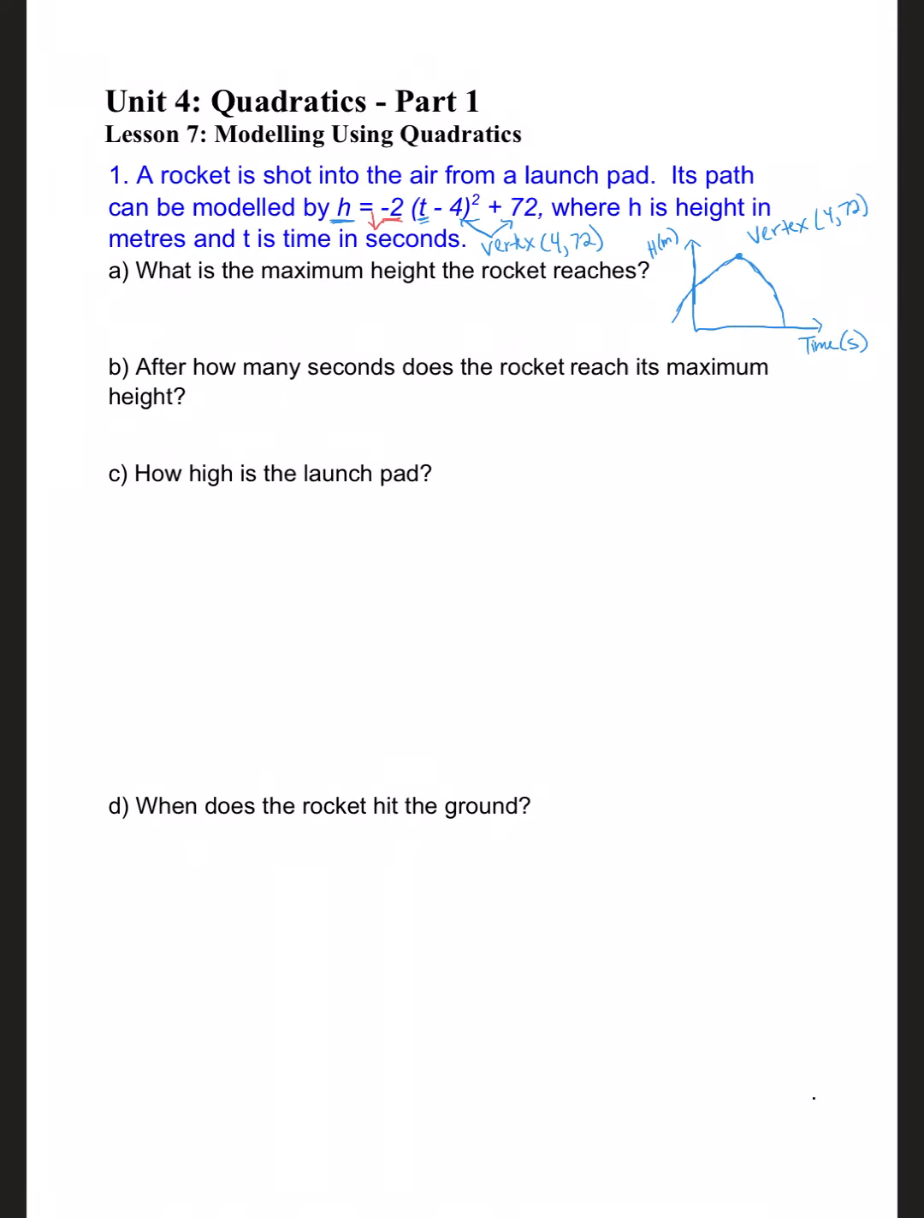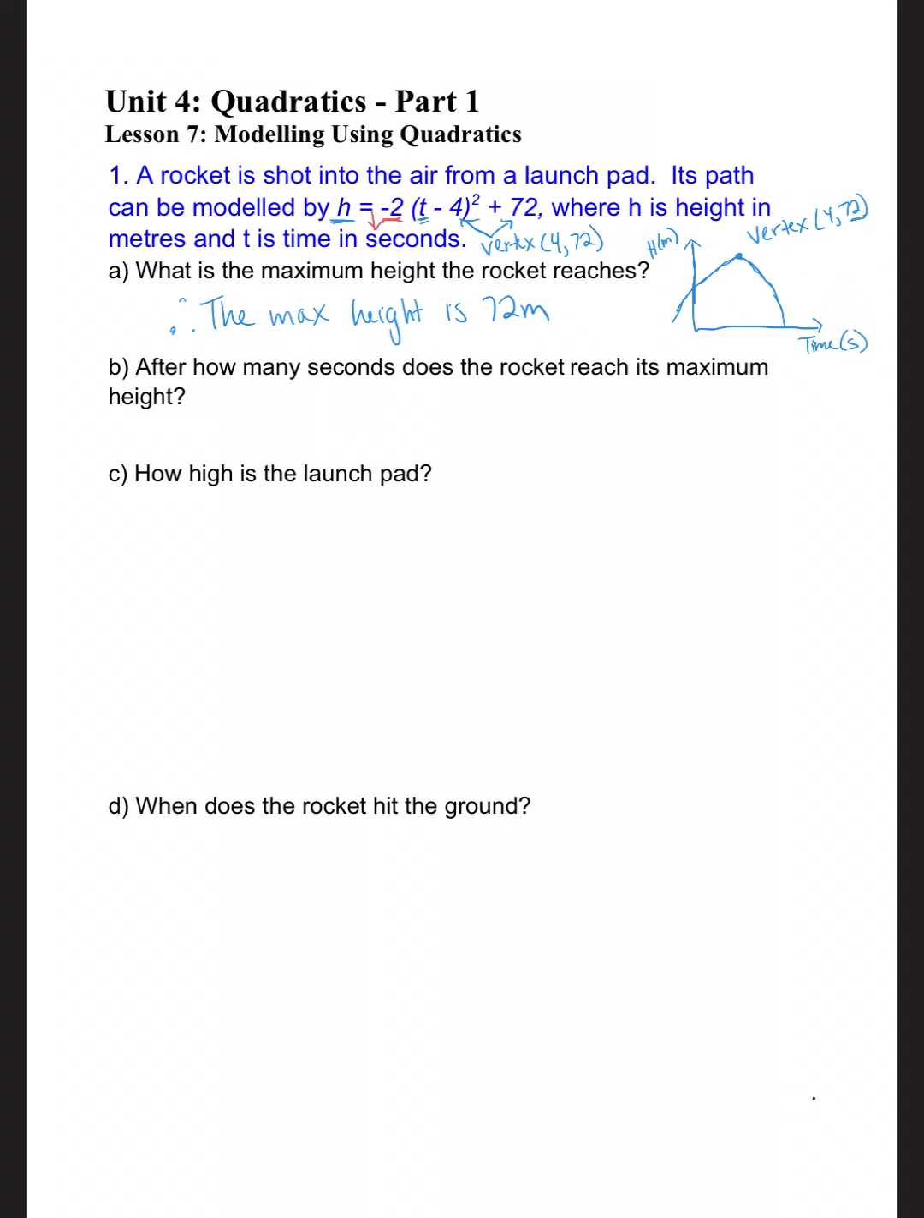So the first question is, what is the maximum height the rocket reaches? So again, our height represents our y value, okay, and we have a maximum at our vertex. So our height is going to be 72 meters. So we can say, therefore, the max height is 72 meters.